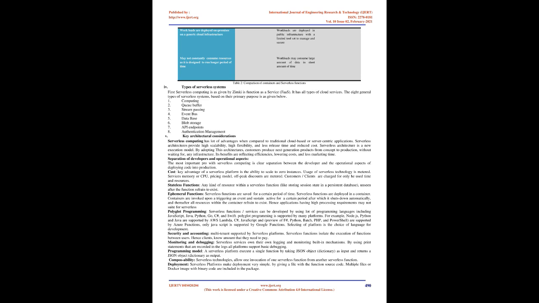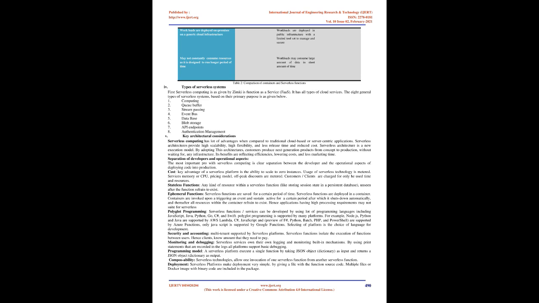Workloads are deployed on-premises on a generic cloud infrastructure. Workloads are deployed in public infrastructure with a limited tool set to manage and secure. May not constantly consume resources, as it is designed to run for a longer period of time. Workloads may consume a large amount of data in a short amount of time. Types of serverless systems. Table 2: Comparison of containers and serverless functions.